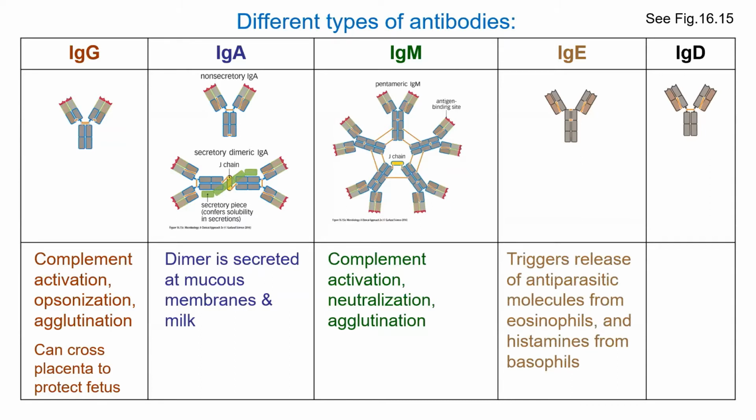IgE is involved in allergies, and it's also involved in anti-parasite responses. By parasites, I mean worm responses. And as I mentioned, those parts of the immune system are kind of intertwined.